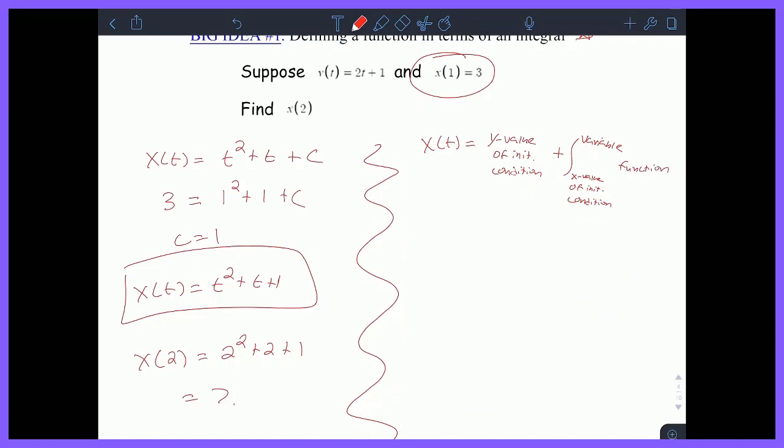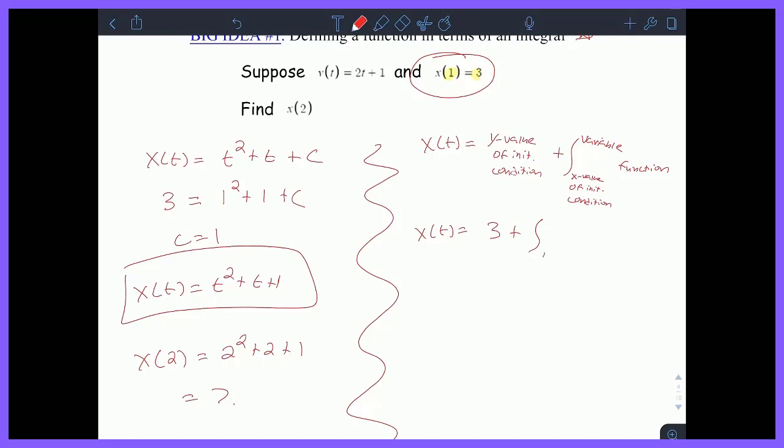And that's really what we're doing here. Let me give you some context. In this case, the position would equal the y value of the initial condition, which is 3, plus the integral. The x value of the initial condition is 1. That's the beginning of the integral.